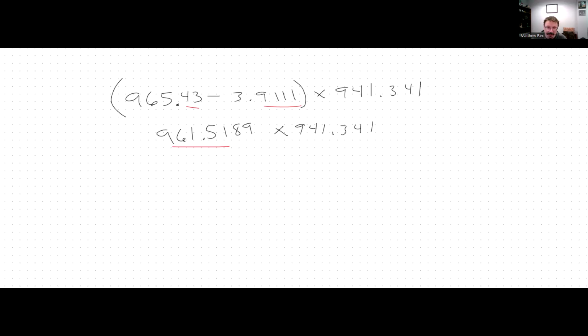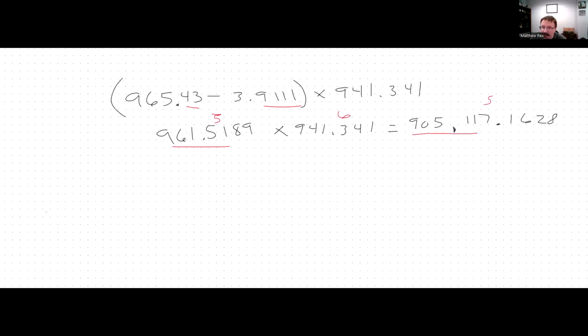I'm going to multiply that by 941.341, and we're going to get 905,117.1628. Rule for multiplication is the least number of significant digits. Well, this only has 5, and this one has 6. So our final answer should only have 5. So we should go out to there.